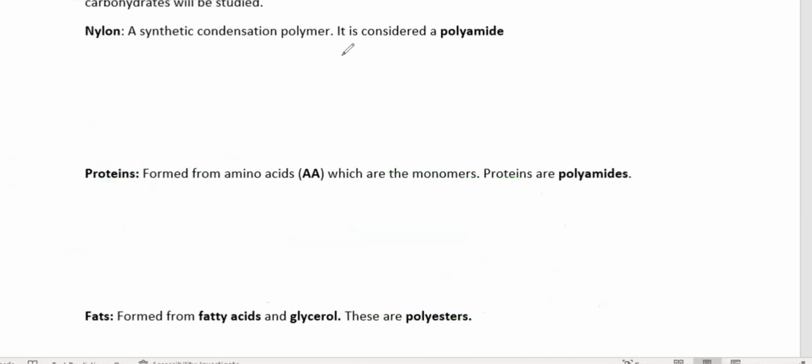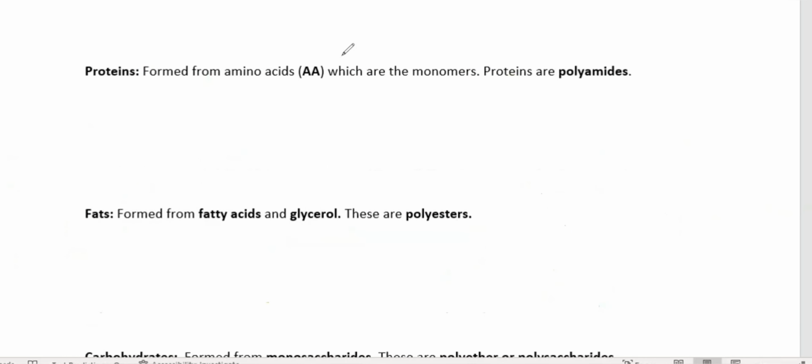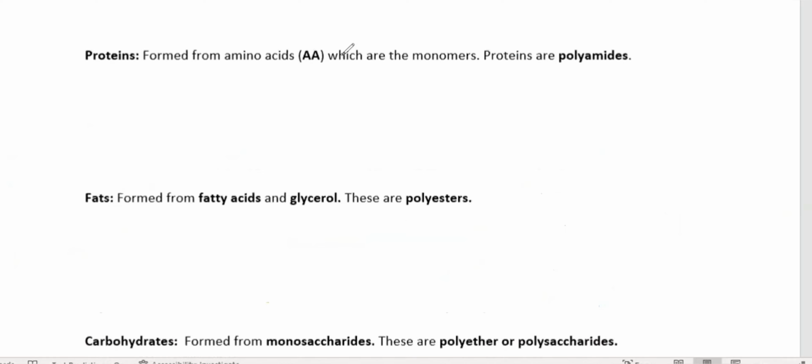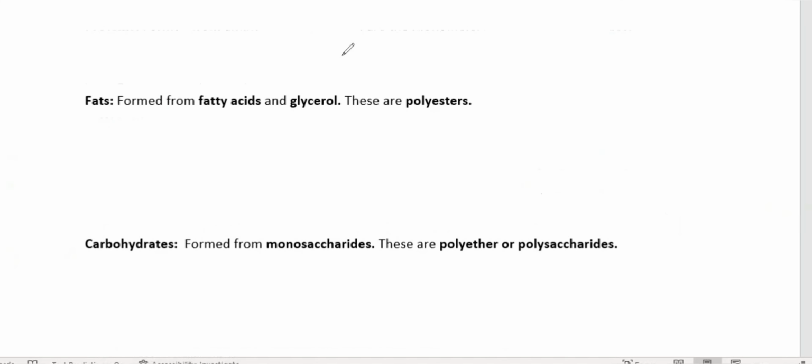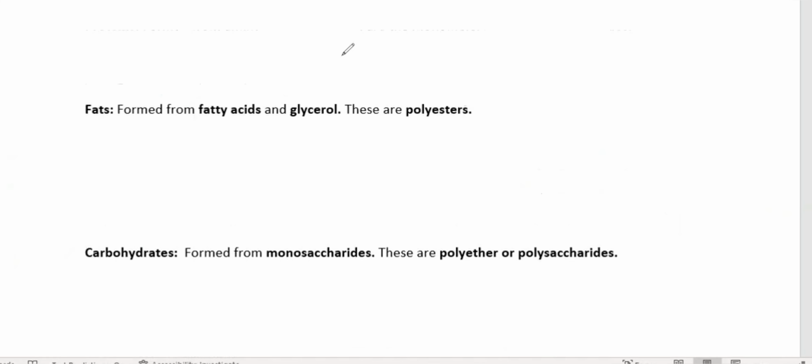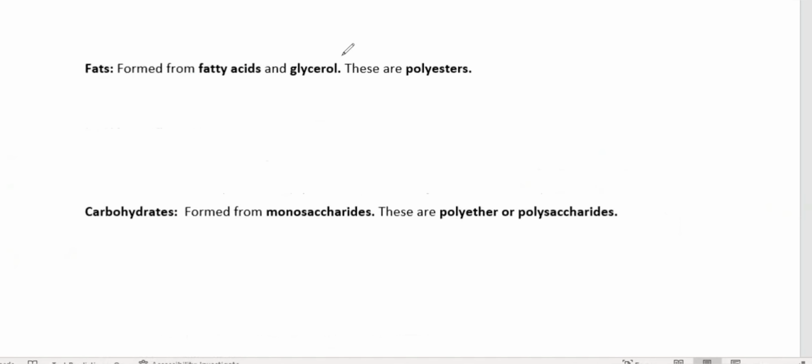All right, so that's proteins, which is our second polymer. Now the next one is fats. Fats are formed from fatty acids and glycerol. Okay, and these are polyesters. See it right there, these are polyesters. If they are polyesters, it means that they have the ester link or the ester bond in their structure.